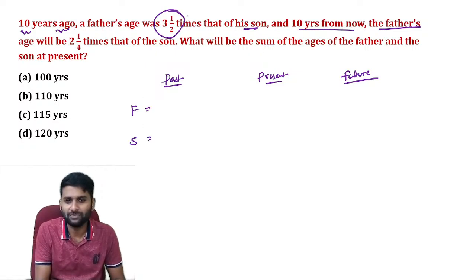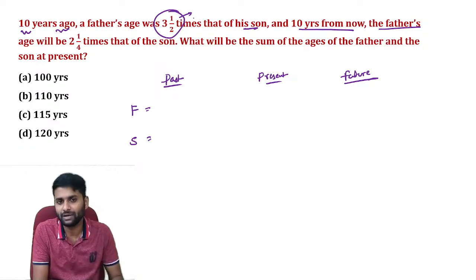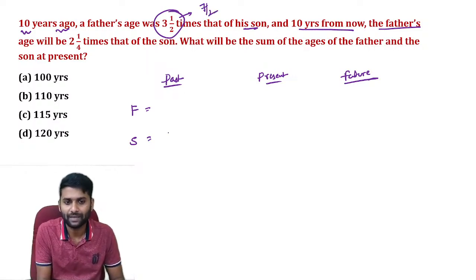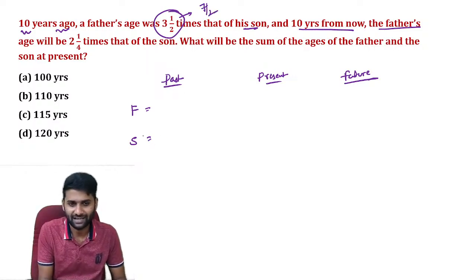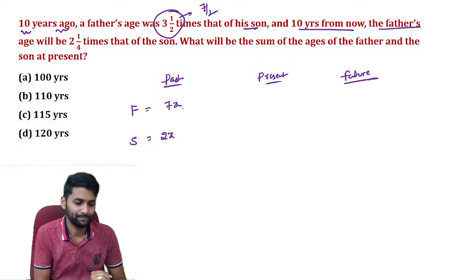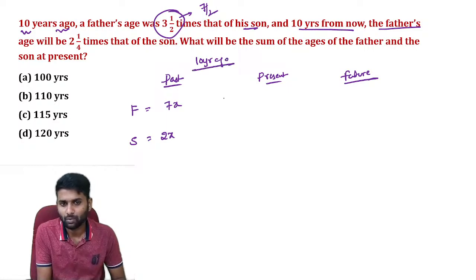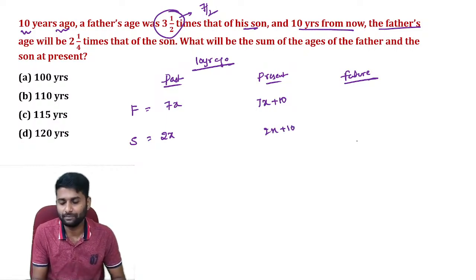So here father was 3 1 by 2. What is the fraction value of 3 1 by 2? It means 7 by 2. Let us take the data in this way, guys. Let us assume that if the son is 2x, definitely the father is 7x. This is the first information, all about 10 years ago. Now the present is 7x plus 10, 2x plus 10. And we have one more comparison here. After 10 years, father is 7x plus 20, son is 2x plus 20.